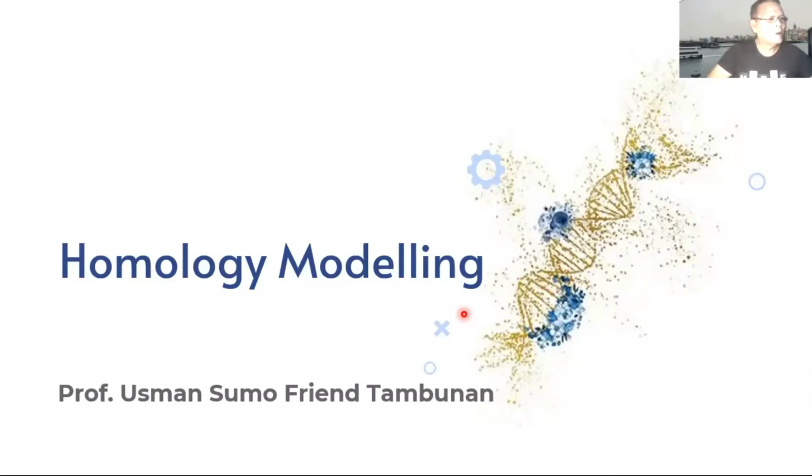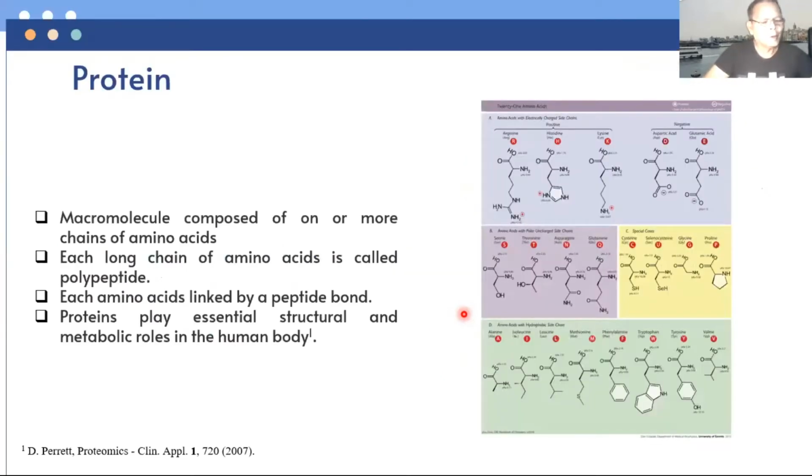Now we will discuss homology modeling. Proteins are biomolecules and macromolecules that comprise one or more long chains of amino acid residues. Proteins perform a vast array of functions within organisms, including catalyzing metabolic reactions, DNA replication, responding to stimuli, providing structure to cells and organisms, and transporting molecules from one location to another.